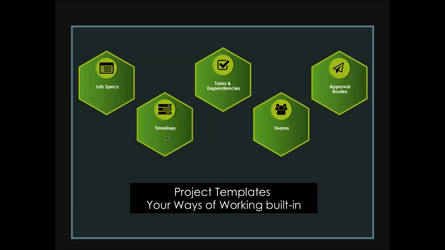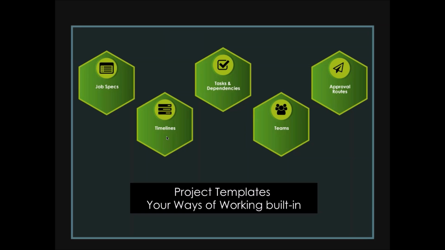So we've looked at that problem, and one of the key things we've done is we've built company methodology and logic into the project management process with particular workflow intelligence. What I mean by that is job specs, timelines, task dependencies, teams, and approval routes for a particular type of project. Let's call one a packaging work request, for example, for a new product. That's a pretty big project.